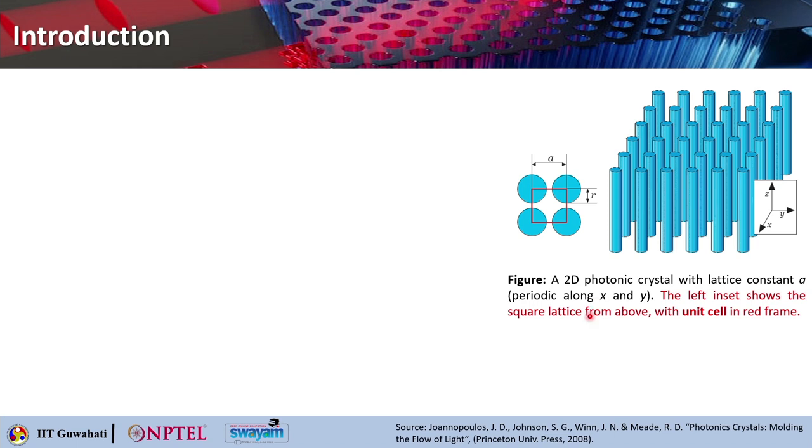So let us have a quick introduction to 2D photonic crystals. This is how a 2D photonic crystal will look. It is basically a periodic structure along two lateral dimensions, say x and y, and it is homogeneous along the third axis, that is z. So a 2D photonic crystal will have this z axis infinitely long.